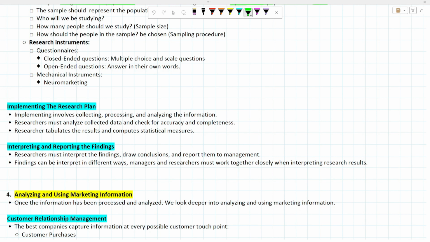Interpreting and reporting the findings. Researchers must interpret the findings, draw conclusions, and report them to management. Findings can be interpreted in different ways. Managers and researchers must work together closely when interpreting research results.